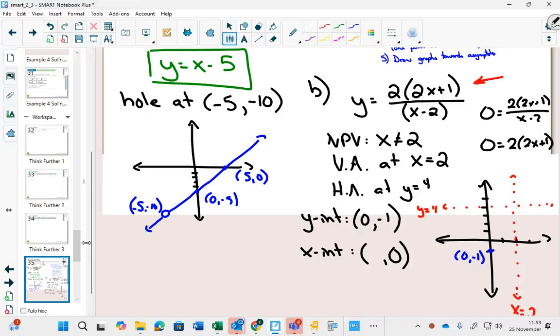And because we factored it, we can see right away that the only way that my numerator is equal to 0 is if I would plug in negative 1/2 for x. So I can go and I plug that point into my graph as well. (-1/2, 0).